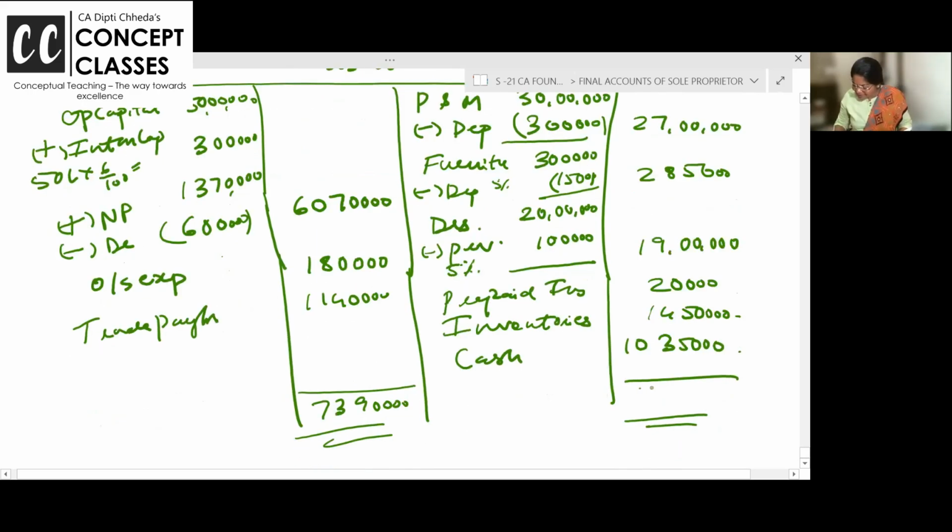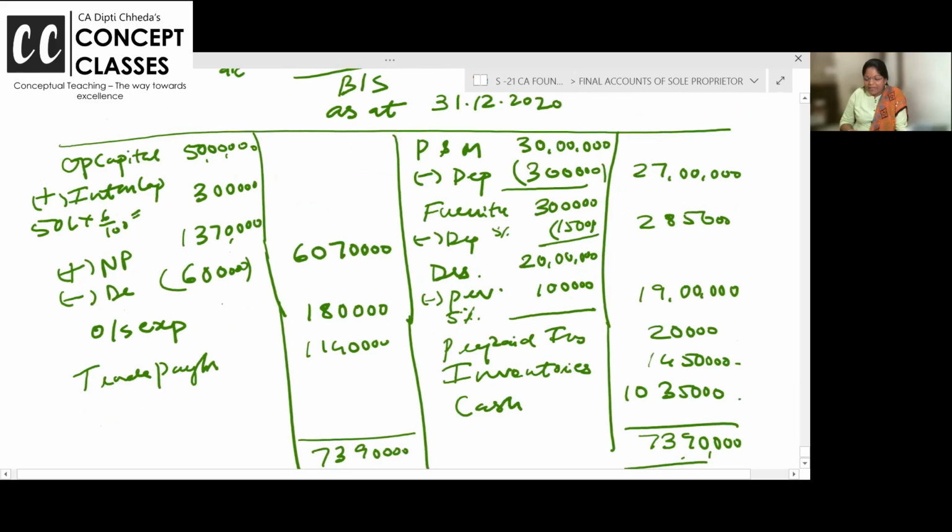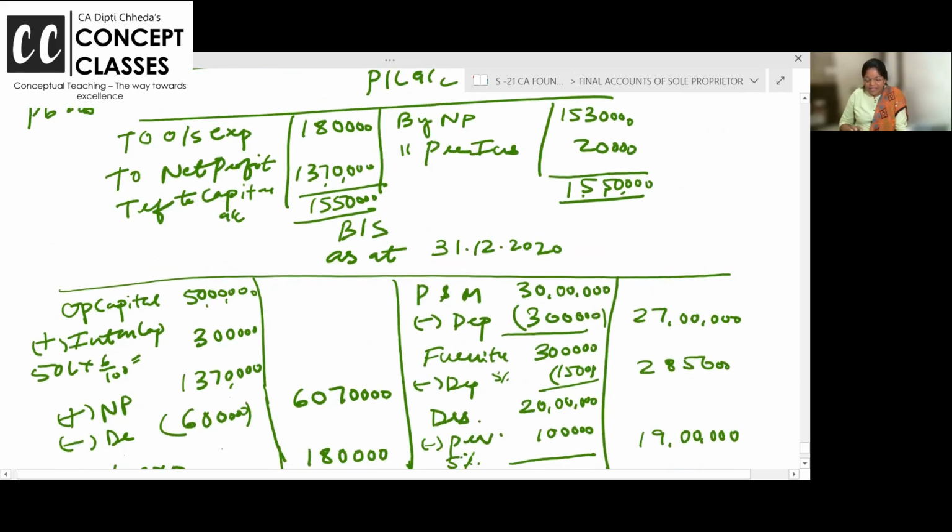Tallying on both the sides, 7390. What was the shortcut? We didn't prepare the trading P&L account fully, but the balance sheet we prepared. Some errors were there in the profit that we rectified.